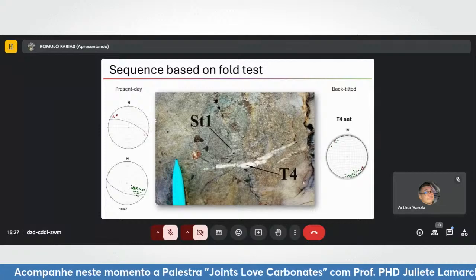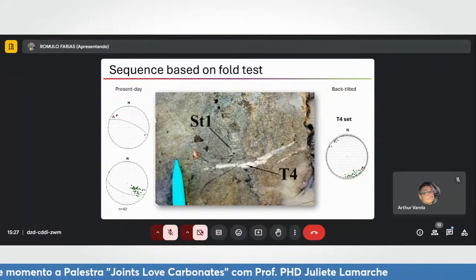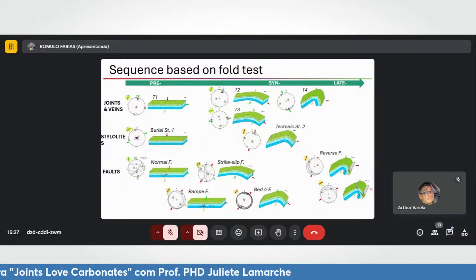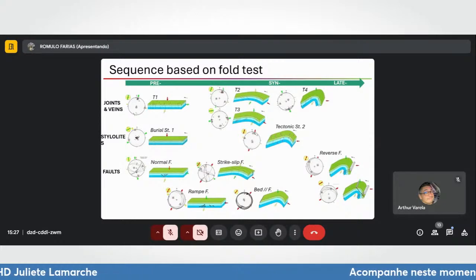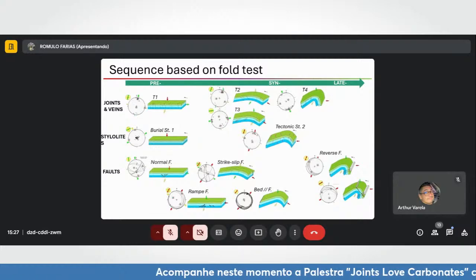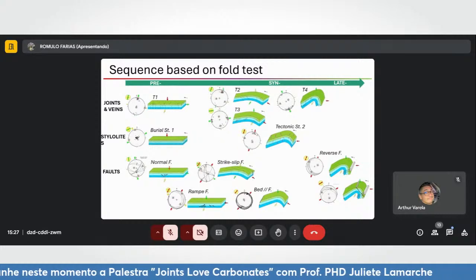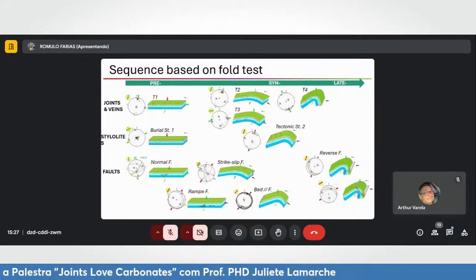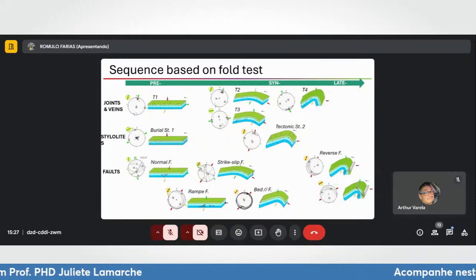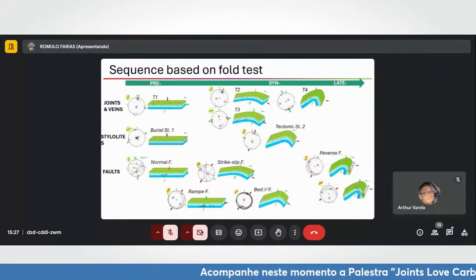So we did the test with all the structures, and at the end we end up with a kind of table. So this is a relative scale before folding, during folding, or after folding. On this line, we have the joints and the veins. On this line, we have the stylolites, burial, tectonic, and on this line, we have the faults, normal, strike slip, reverse, and so on. Early ramps, bed parallel slip, and so on.